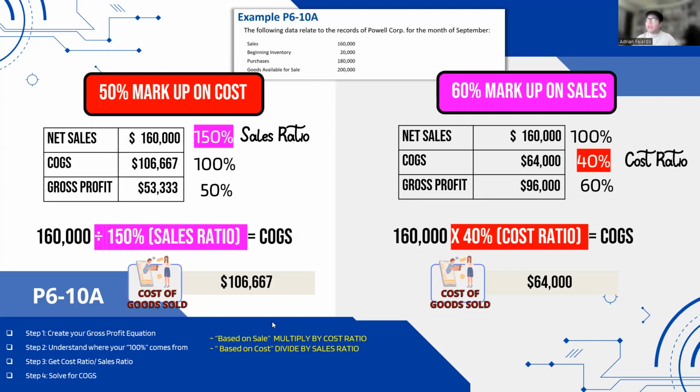So, again, our 4 steps would be, number 1, create your gross profit equation. Understand where your 100% comes from. So, if it's on cost, it's on cost of goods sold. If it's on sales, it's net sales. Then, you get either your cost ratio or sales ratio so that you can solve for your COGS. So if it's based on sale, it will give you your cost ratio, and you multiply your net sales by your cost ratio to get your cost of goods sold. If it's based on cost, it gives you your sales ratio, and net sales divided by sales ratio is equal to your cost of goods sold.